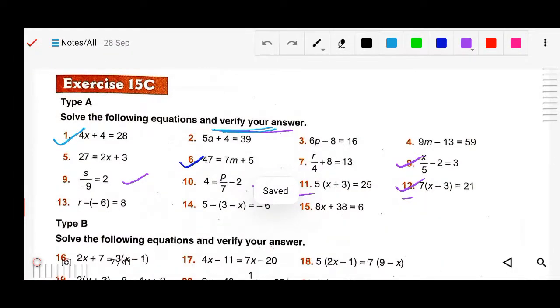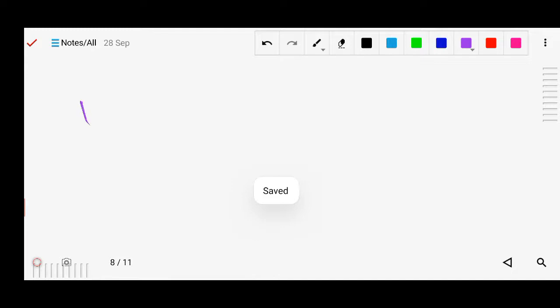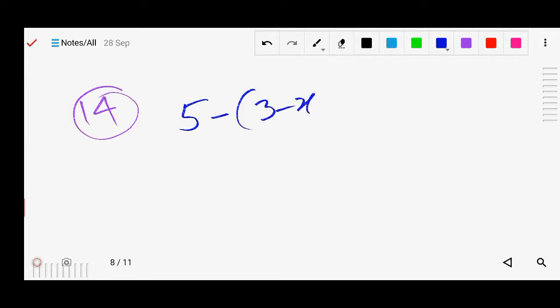Now question number 14. 5 minus (3 minus x) equals minus 6. Okay, let's do question number 14. So question number 14, 5 minus (3 minus x) equals minus 6. Okay, so let's do it.